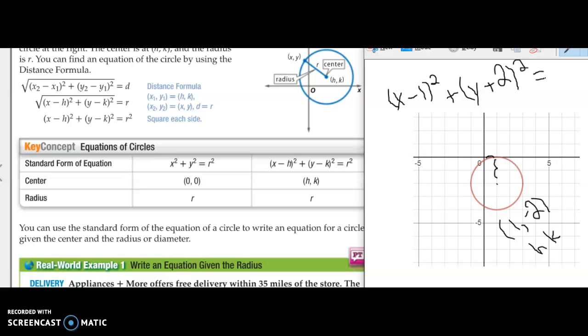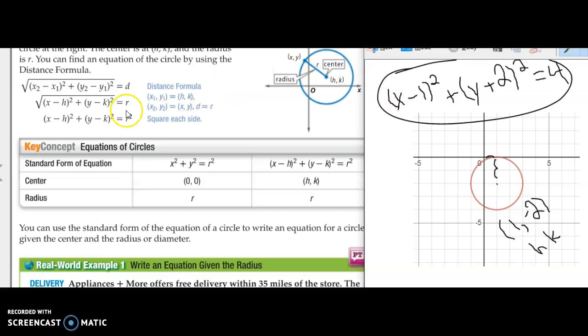Well, the radius is going to be the center to the edge, and I would just count like we did earlier. By the way, check out that there. 1, 2. The radius is 2. So if I square that, 2 squared is 4. This is the answer right there. See, how awesome was that?